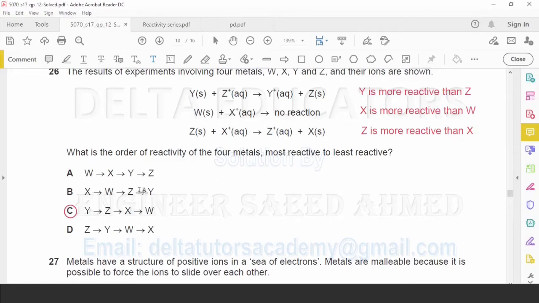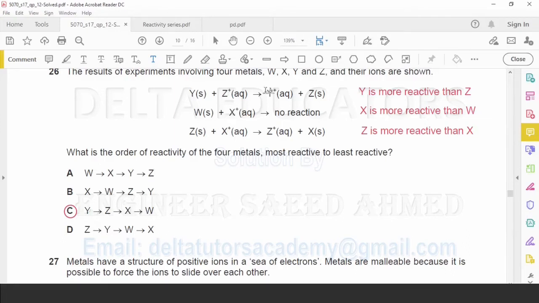In B it is given Y is less reactive than Z. So B is not possible. Same thing here in D, that Y is less reactive than Z. So D is not possible. So possible options are A and C.